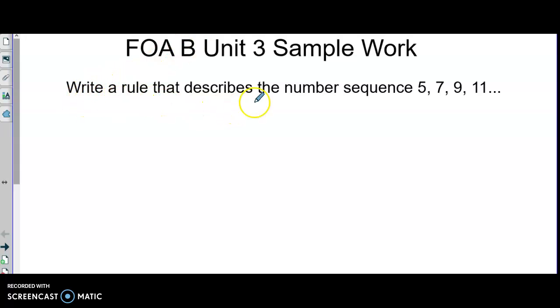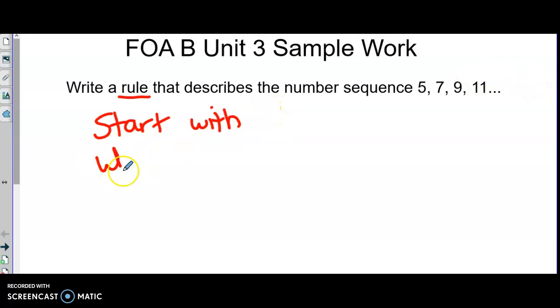All right, write a rule that describes the number sequence 5, 7, 9, 11. So when we write a rule, we basically have to tell people how they can recreate this number sequence. We have to tell them what to start with, and then what to do each time to get to the next number. In this case, we have to start with 5. So you're going to tell them start with 5.